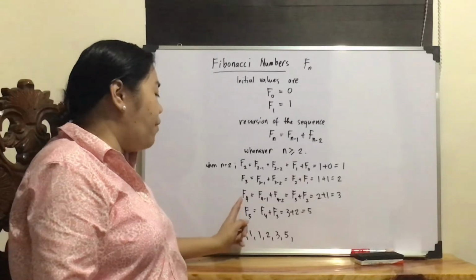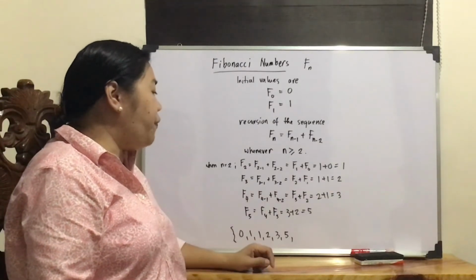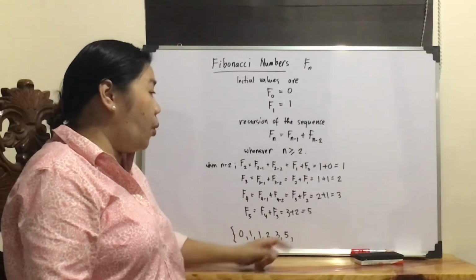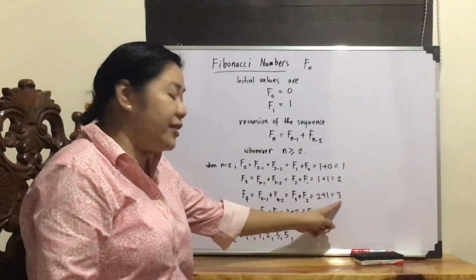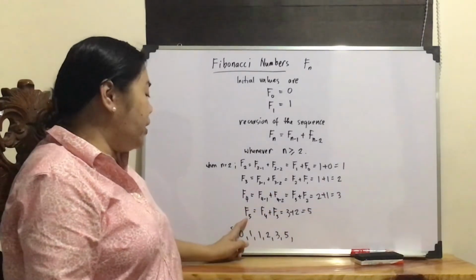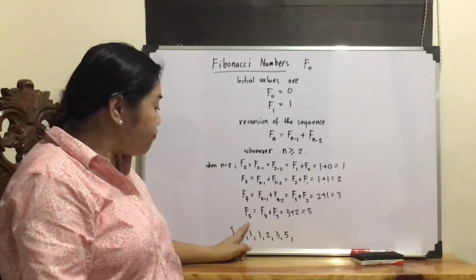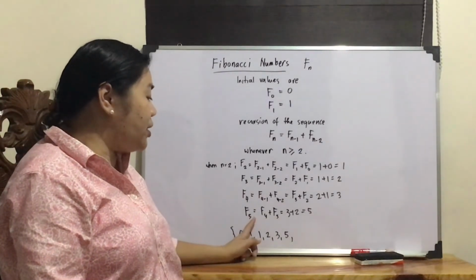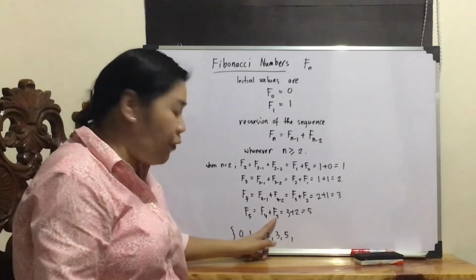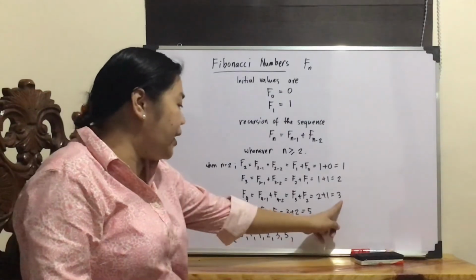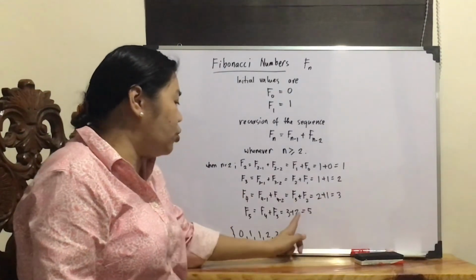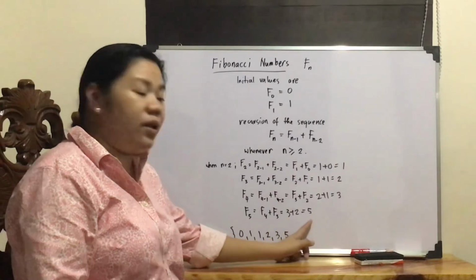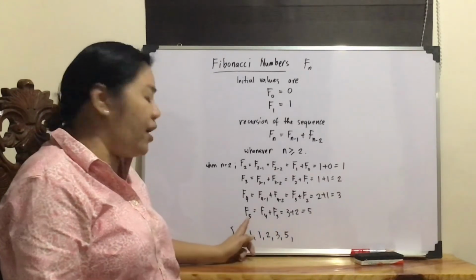We compute for F of 4, so it's just F of 3 plus F of 2. So 2 plus 1, that is just 3. We continue on with F of 5 now. F of 5 is just F of 4 plus F of 3. F of 4 is 3, F of 3 is 2, and so 3 plus 2 is equal to 5. And that is our F of 5.